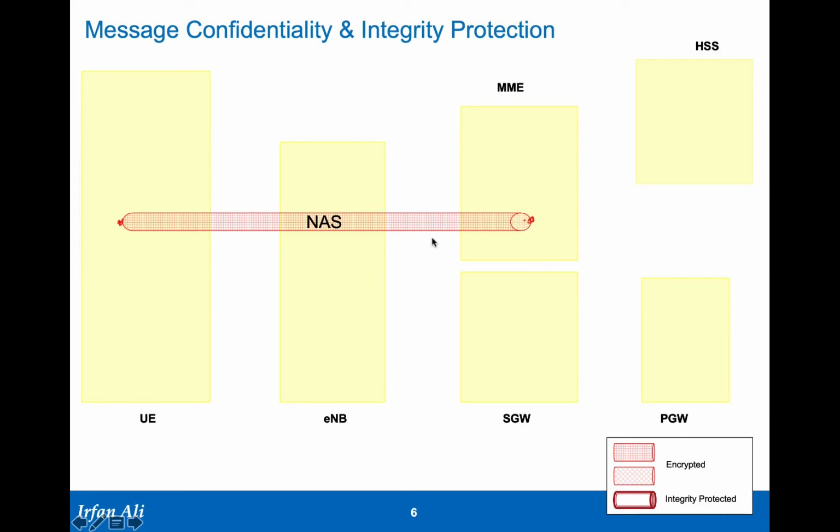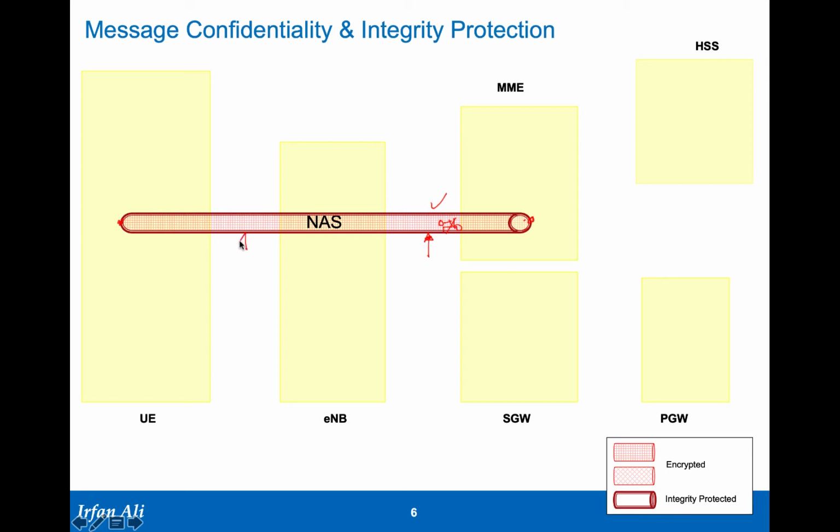So this NAS signaling between the mobile and the network is encrypted, and not only is it encrypted, it is also integrity protected. That means the integrity protection here, as we said in some of the previous parts of this lecture, makes sure that if any bit has changed from a 0 to a 1 or from a 1 to a 0, then the receiving end knows that this is no longer a valid message. So it is not just encrypted but integrity protected.